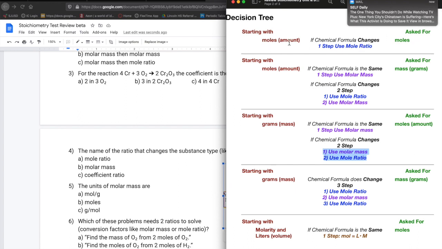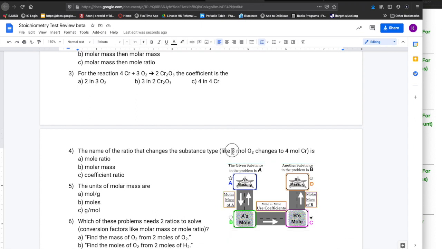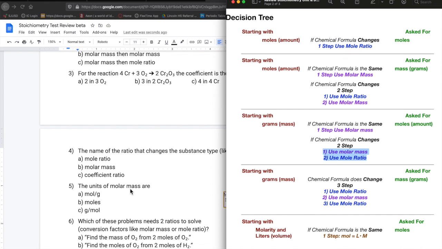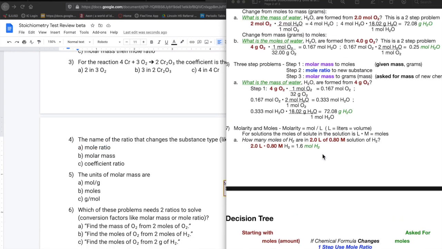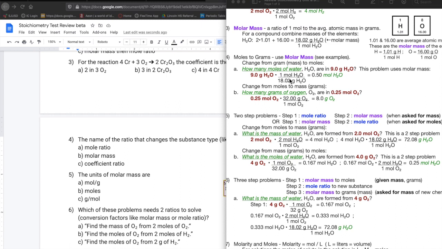On this, if we are changing the chemical formula and we go from moles to moles, which was basically here, that part of the problem, it's a one-step problem using the mole ratio. So that one's right here. Okay, next, units of molar mass on your notes. This is a discussion of molar mass. Molar mass is moles over grams, and more often it's grams over moles. So everything about molar mass is discussed here in your notes. So grams over moles are units of molar mass. Okay.